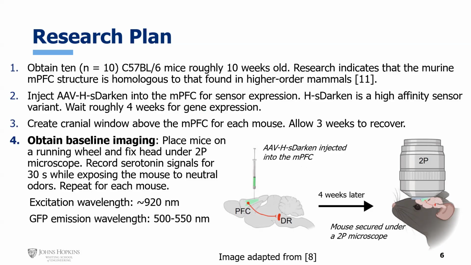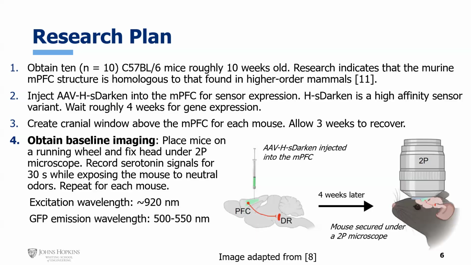The second step involves AAV sDarken being injected into the medial prefrontal cortex for sensor expression. As mentioned, the sDarken sensor is a high affinity sensor variant, and roughly wait 4 weeks for the gene expression. And step 3 is to create a cranial window above the medial prefrontal cortex in each mouse and allow 3 weeks for them to recover.